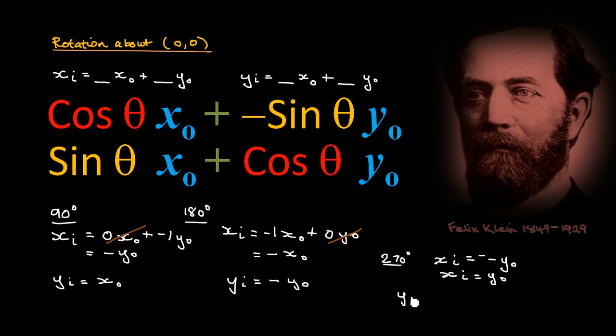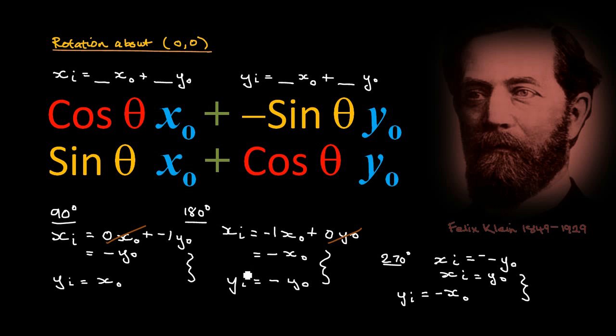Finally, the y component of the image is the sine of 270 degrees, which is negative 1, times the x component of the object, plus the cosine of 270 degrees, which is 0. So we don't have to worry about the y component. So the y component of the image equals the negative x component of the object. So in fact, we've derived all three of these formulas, if you like, for finding out the coordinates of the image for each of these rotations.